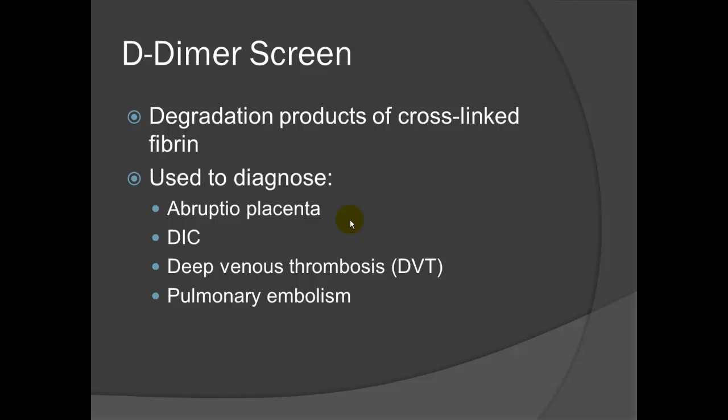A D-dimer. Degradation products of cross-linked fibrin. D-dimer pretty much allows us to see if the person has the ability to form free-floating thrombosis. It's used to diagnose abruptio placentae, disseminated intravascular coagulation, deep vein thrombosis, and pulmonary embolisms.